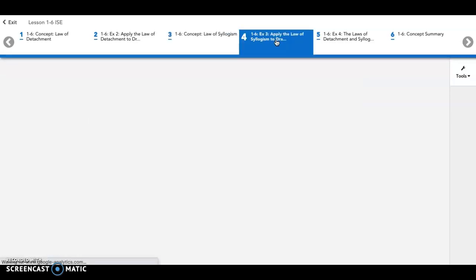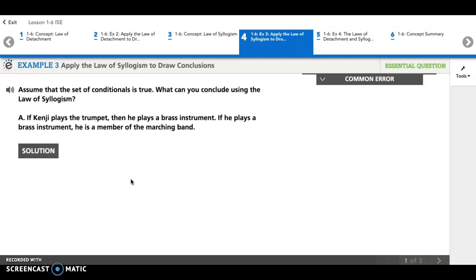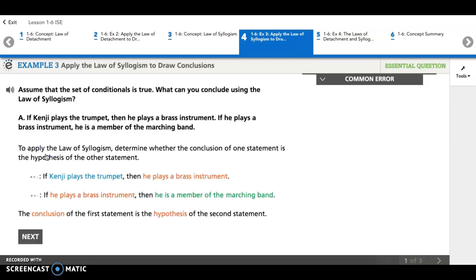So let's look at example 3 here. Assume that the set of conditionals is true. What can you conclude using the law of syllogism? If Kenji plays the trumpet, then he plays a brass instrument. So there is one true statement. Hypothesis says Kenji plays the trumpet. Conclusion says he plays a brass instrument. Our next statement starts with if he plays a brass instrument. Notice the repetition there. The conclusion is he is a member of the marching band.